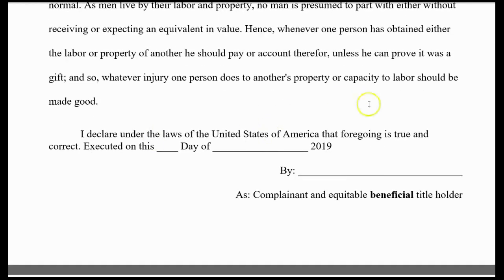But bottom line is you just simply sign this. You file it with the clerk, directed to the judge directly, privately. That's really the best way to put this kind of thing in. And this is instead of getting into the case and arguing, you're really kind of creating a counter complaint, and you're forcing the court to go into equity. Okay? And you're not signing by your general name that you always use. You're signing as complainant and equitable beneficial title holder.